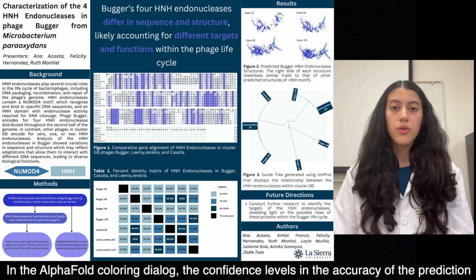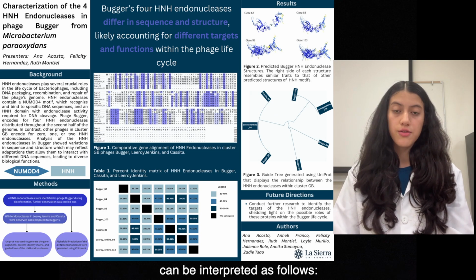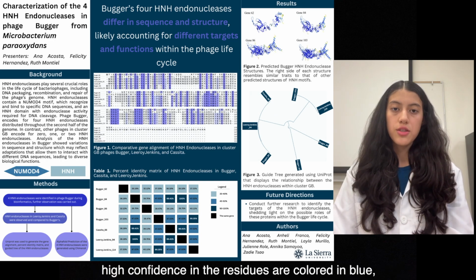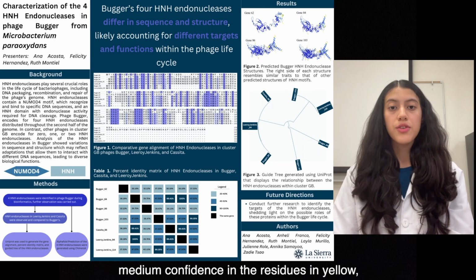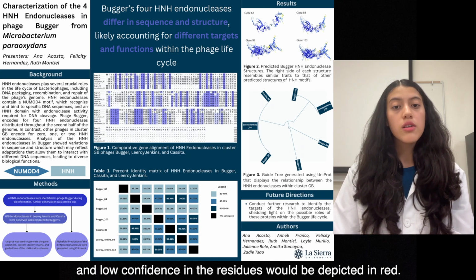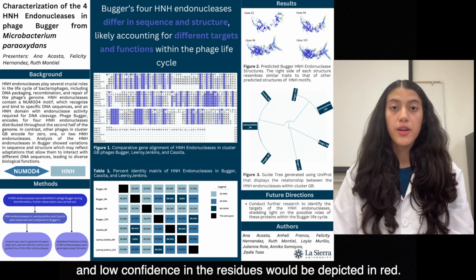In the AlphaFold coloring dialog, the confidence levels in the accuracy of the predictions can be interpreted as follows. High confidence residues are colored in blue, medium confidence residues in yellow, and low confidence residues are depicted in red.